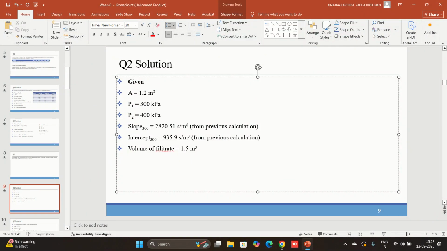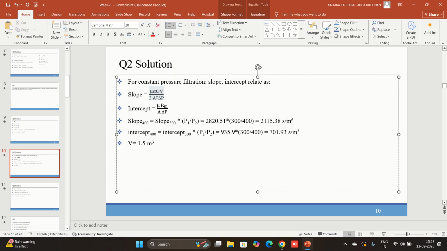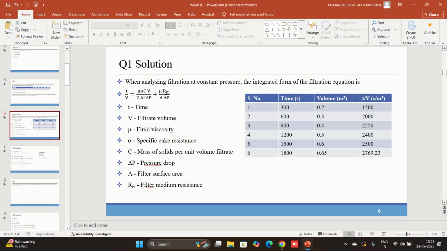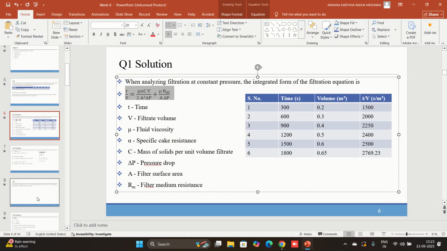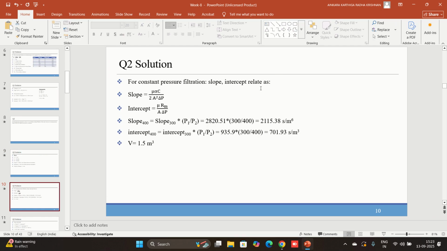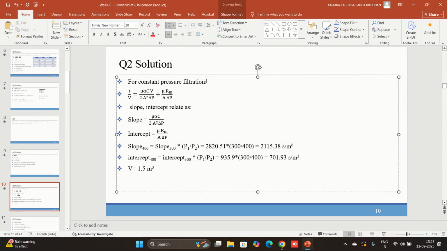So slope and intercept both we found out in the previous problem, and we are taking that value to the present condition. Now what we have to do? For constant pressure filtration, slope and intercept relate as follows. Okay, T by V is constant pressure filtration.